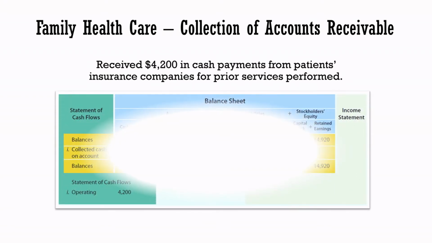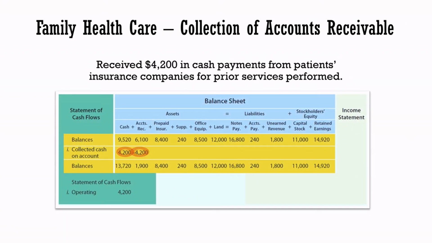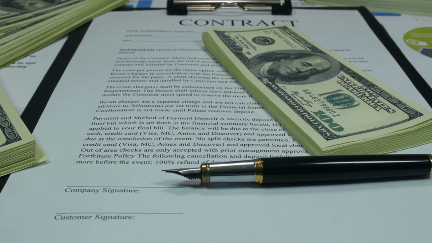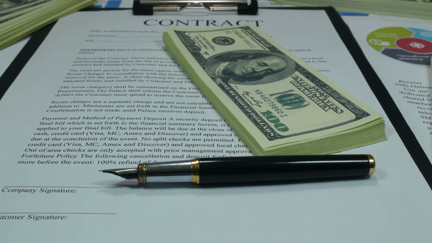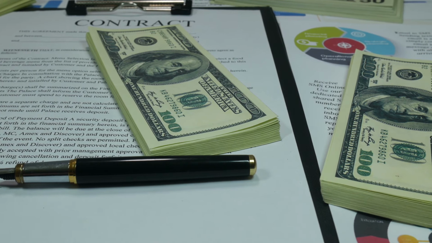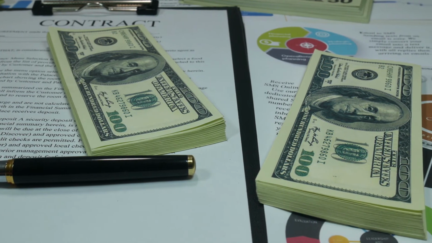The company received $4,200 in cash payments from patients' insurance companies for prior services performed. Cash is increased by $4,200, while accounts receivable is decreased by the same amount. Both accounts are asset accounts. The total assets amount didn't change. The cash received is also shown as an increase in operating activities in the statement of cash flows column.